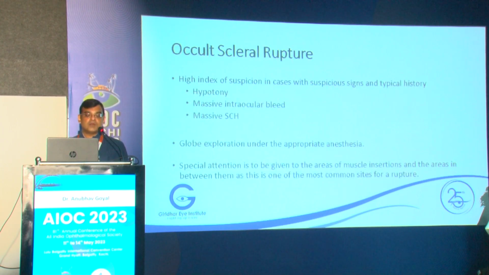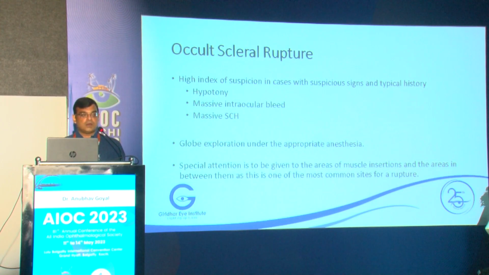When you feel it's a bigger injury, whether it is occult or manifest, if it is manifest, you are very clear, you can take the patient. But if it is occult, the signs of occult scleral rupture are when the eye is very hypotonous, when there is massive intraocular bleed, whether it's a massive anterior chamber bleed or vitreous hemorrhage, massive subconjunctival hemorrhage where you are not able to see any sclera, or massive lid edema which is obscuring and giving the eye a very soft texture. So in this, globe exploration is mandatory. You cannot just leave the eye like this.